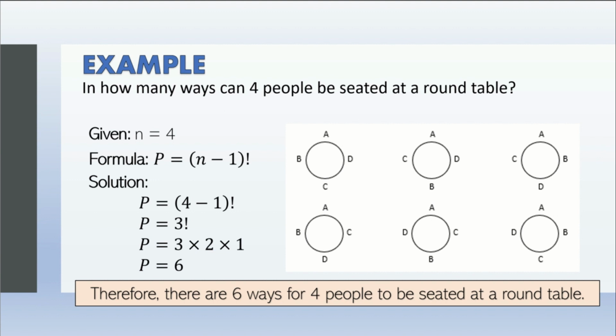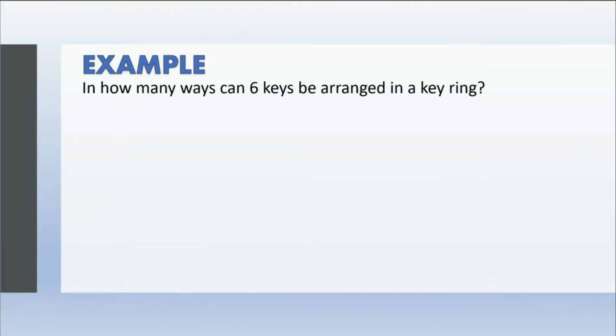And for the last example, in how many ways can 6 keys be arranged in a keyring? The value of n is equal to 6. And since it talks about a keyring, the formula that we are going to use is the second one, because it involves an object that can be turned or flipped. The quantity n minus 1 factorial all over 2.